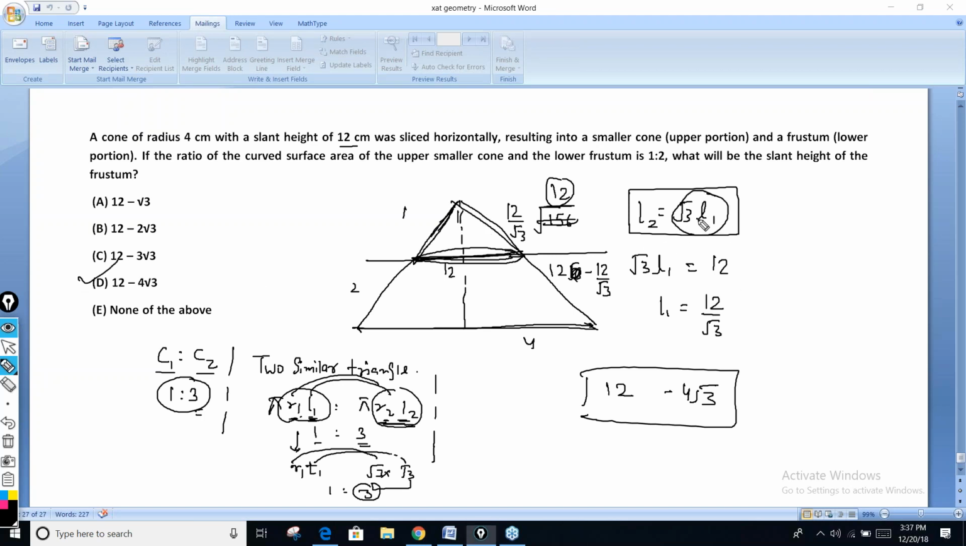Are you getting it? Root 3 L1 is 12, so the slant height will be 12 upon root 3, which is 4 root 3. The complete slant height was given as 12. If I subtract the slant height of this part, I'll get the slant height of the other part, which is 12 minus 12 upon root 3. 12 upon root 3 is nothing but 4 root 3. So the correct answer is 12 minus 4 root 3. Option B is the correct answer.